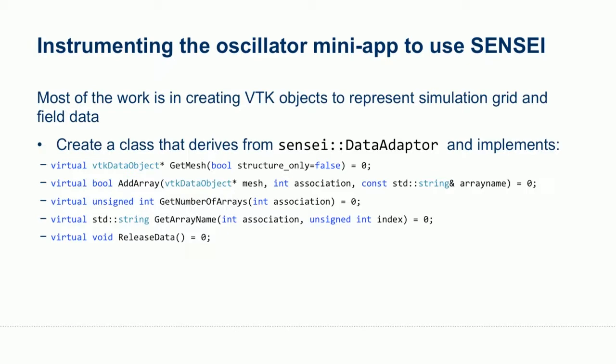And finally, in the data adapter, we have release data, which is called after every iteration, and it's just basically to say, okay, you can clean up whatever values you've cached and free up memory if you can.